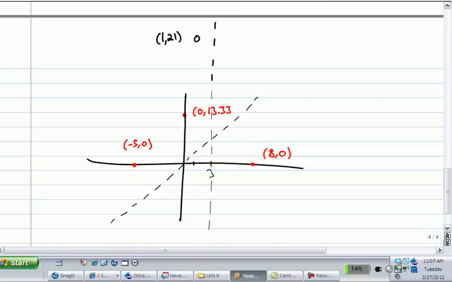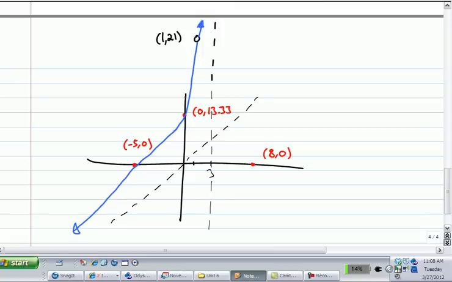So your graph ends up looking just like that, except that was really badly drawn. The whole point of those dashed lines is that the further you go out, it flattens and gets closer and closer to that dashed line.